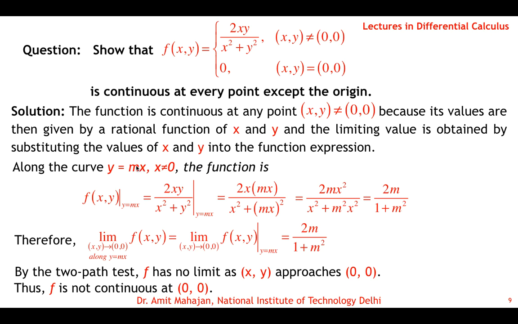So y equals x, when m is 1, will give one value, m equal to 2, so y equals 2x, a straight line, will give a different value, and so on. So the limit does not exist, and if the limit does not exist, the function cannot be continuous at the origin.